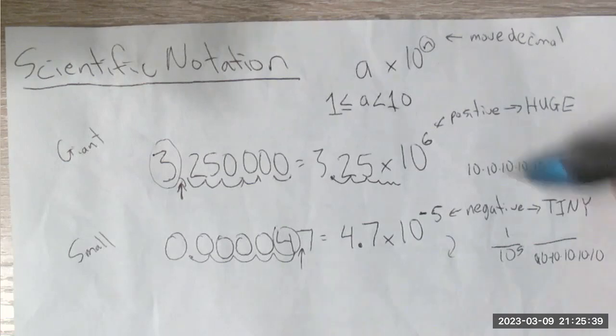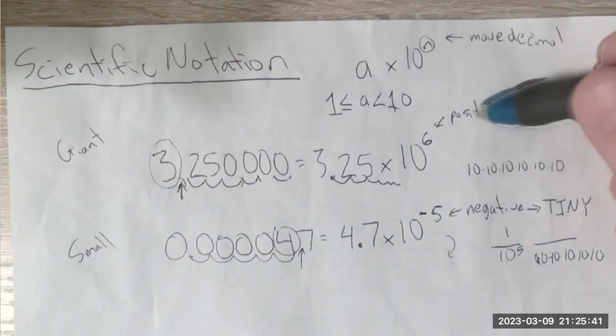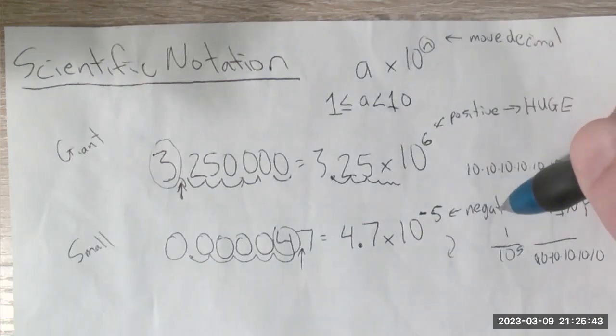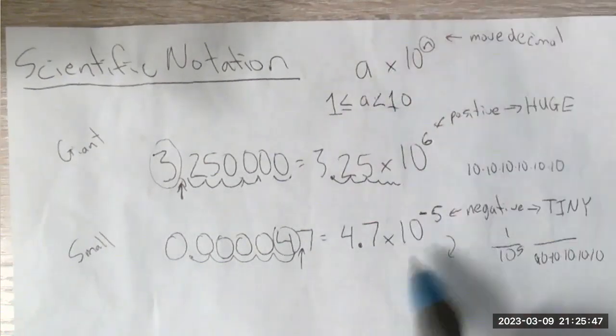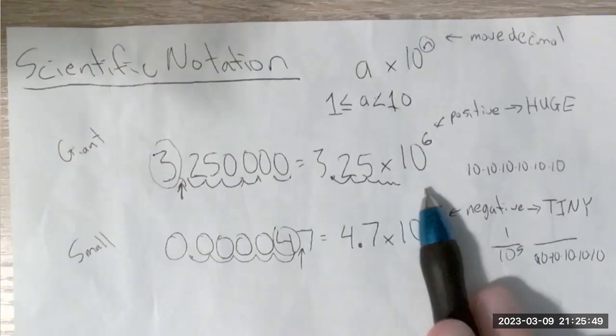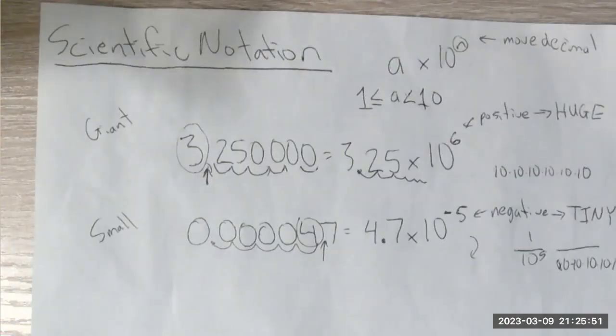But in short, the major takeaways are: when you've got the positive exponent, that's huge. When you've got the negative exponent, that's tiny. This number in front is always between 1 and 10, times 10 to whatever power, however many places you move that decimal.